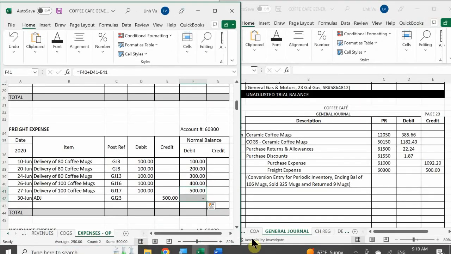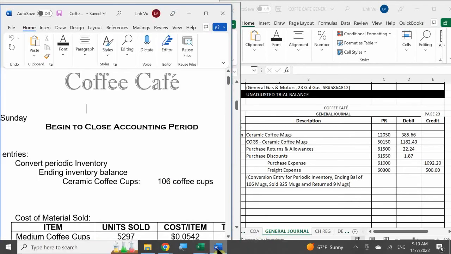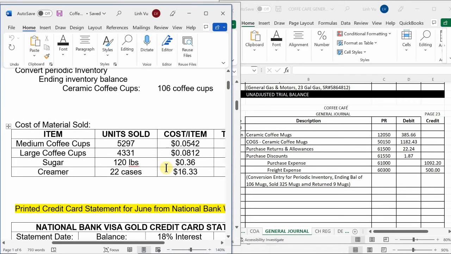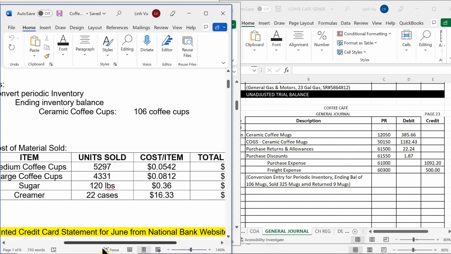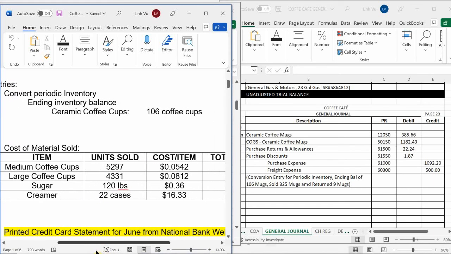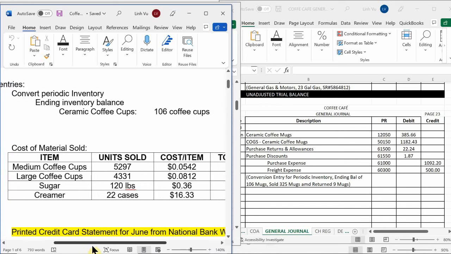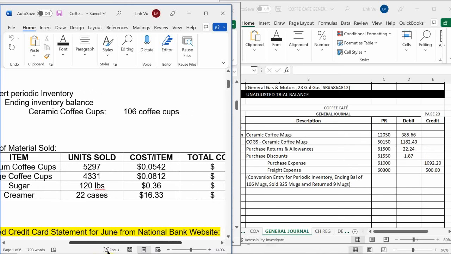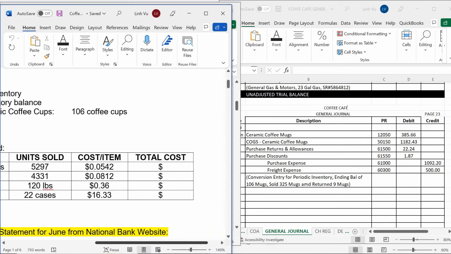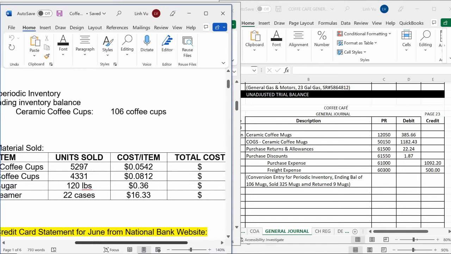Okay. All right. So next one we have here is going to be cost of materials sold. So when we calculated all of the cups that we have available, we found out that we sold a grand total of 5,297 medium cups, and we sold 4,331 large cups. We used 120 pounds of sugar, and we used 22 cases of creamer. So here are the cost per item here. So we need to figure out how much the total cost of each one is.